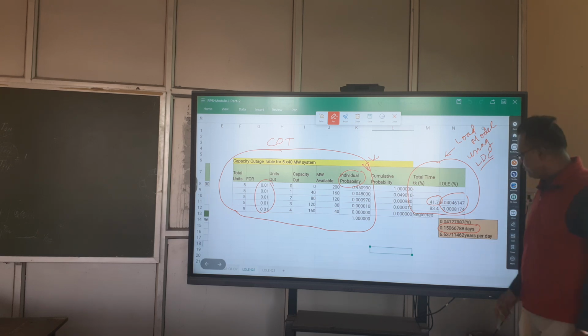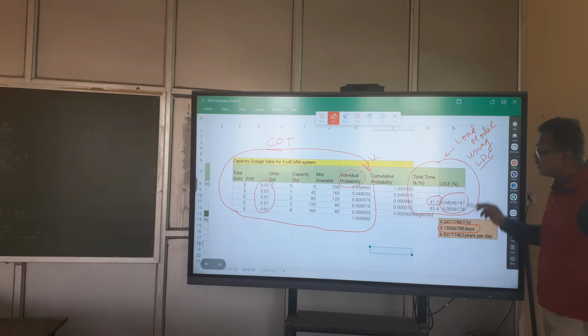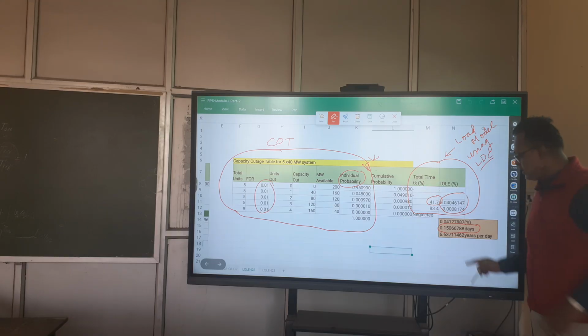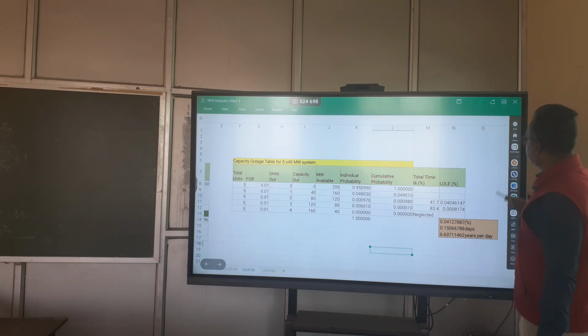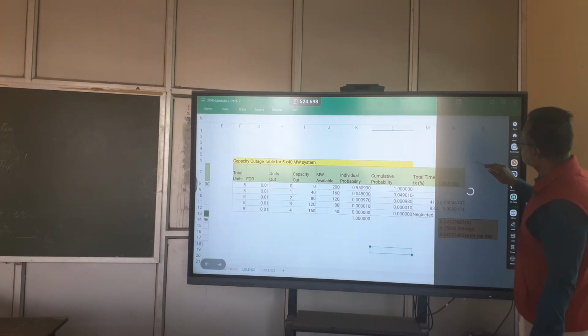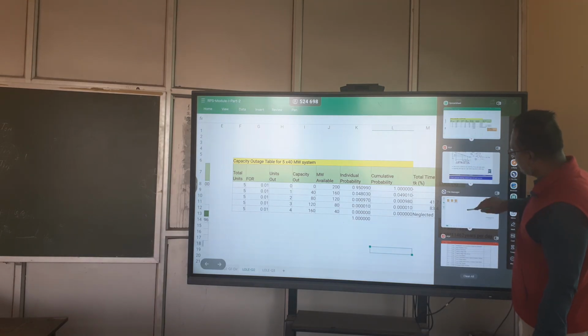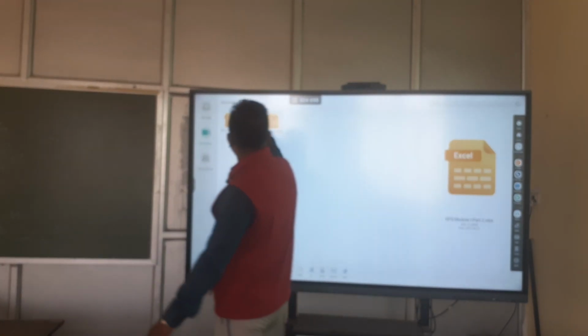It is days per year, but as I told you, the reliability index is equal to 1 by LOLE. Just before slide, this is that reliability index. Now this completes your LOLE. The next part is something that you read on your own. Only the theoretical part is there.